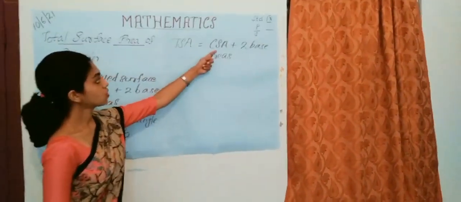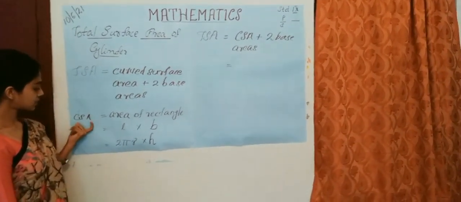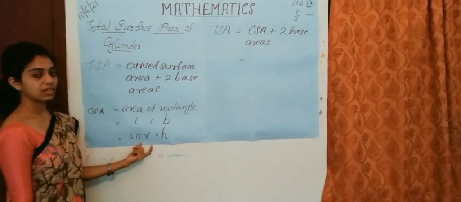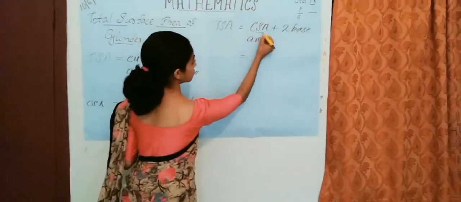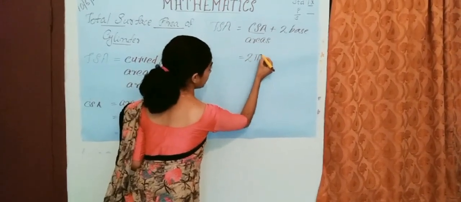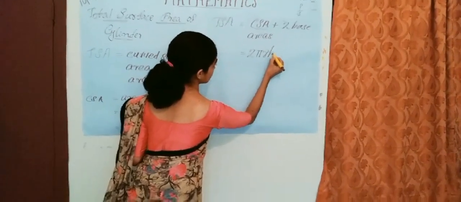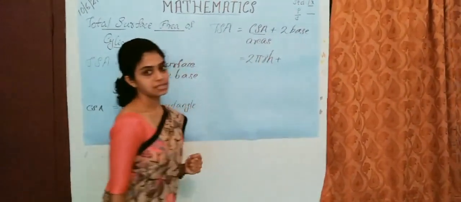Now, instead of CSA, what can we write? Very good. We have obtained the curved surface area of the cylinder as, correct, 2 pi rh. So, instead of CSA, what can we write? Correct, 2 pi rh plus 2 base areas.